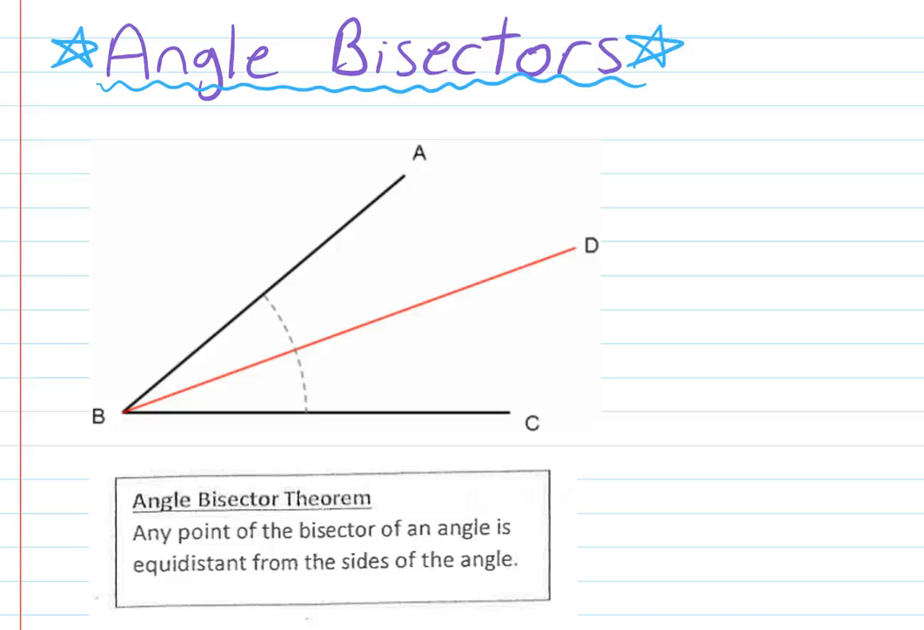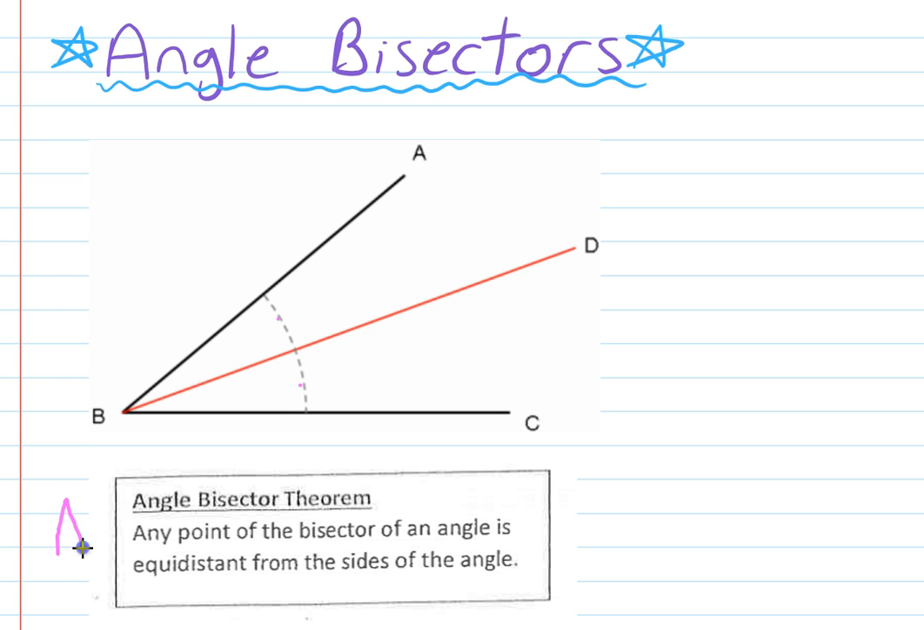Let's talk about angle bisectors. So I have an angle already drawn for you. This would be angle ABC here in black. Okay, so if I want to draw an angle bisector, that's basically just a ray that divides that angle into two congruent angle measurements. Okay, so that is simply an angle bisector.